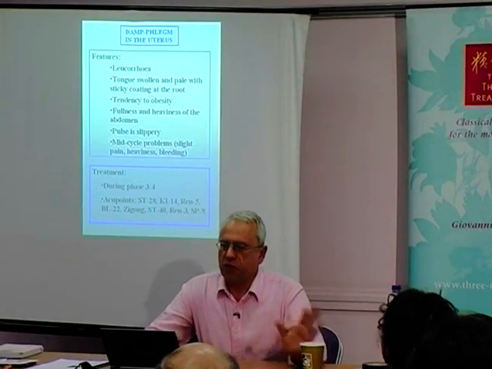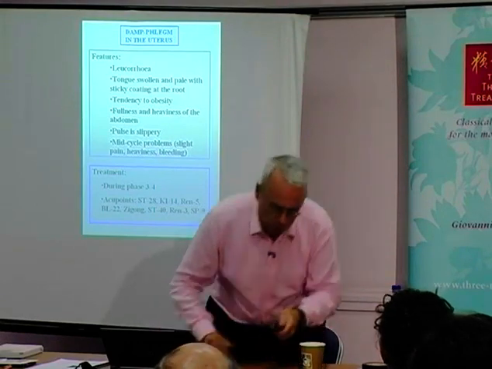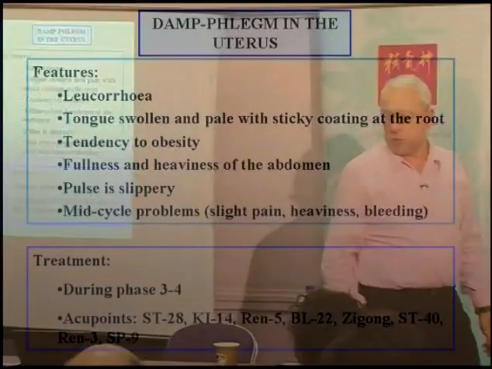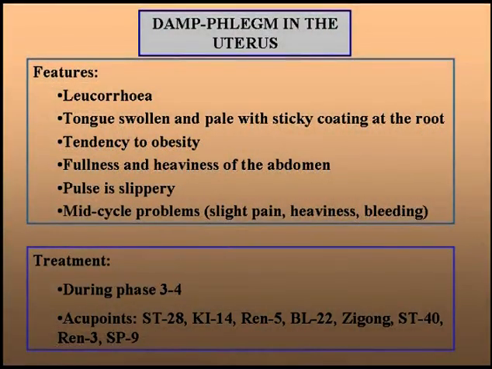These are the symptoms of damp phlegm in the uterus. One, excessive vaginal discharge. Swollen tongue with sticky coating at the root, tendency to obesity, feeling of fullness and heaviness of the lower abdomen, slippery pulse, and often mid-cycle problems, slight pain, heaviness, bleeding.